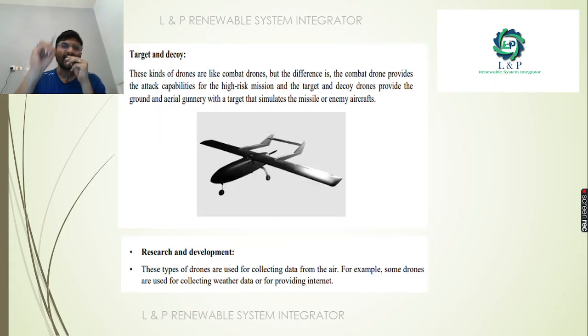Next is the target and decoy. These kinds of drones are compact drones, but it is different. The compact drones provide the attack capabilities for high risk missions, and target and decoy drones provide the ground and the enemy gunnery with a target. Even in research and development we are using drones. Some drones are used to collect weather data for providing the internet.